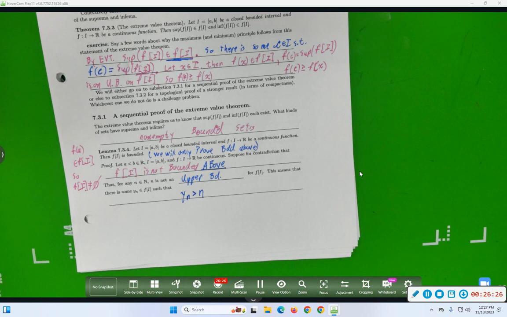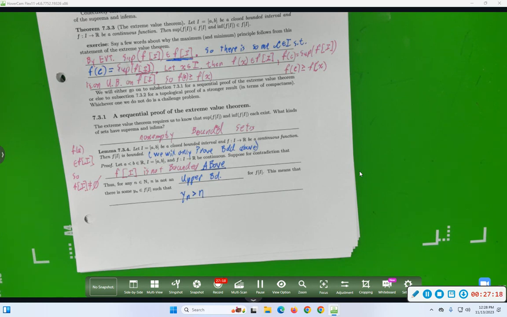And you know what, from here maybe we'll draw a picture. And this will also indicate why I'm using yn. So here is this closed bounded interval. Here's this continuous function. I'm drawing it like it's not bounded above. There's obviously a problem in this picture. There's a vertical asymptote or something. I need to prove that there's a vertical asymptote or something. So right now, here is n. There's yn, there's an output that's bigger than n.